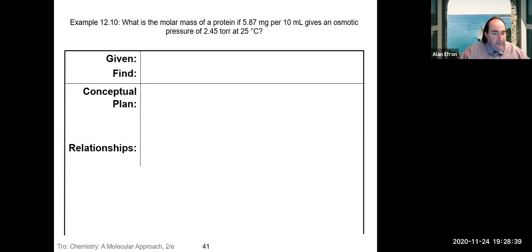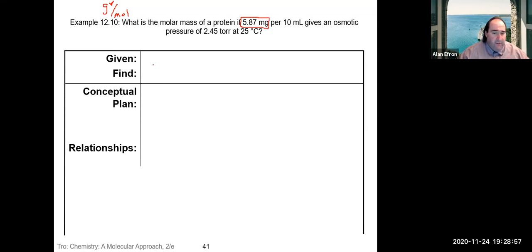So again, just think about it in terms of units. We're looking for grams per mole. And we actually do have sort of the grams part, and it's right here. It's 5.87 milligrams. So obviously we do need to convert that into grams.